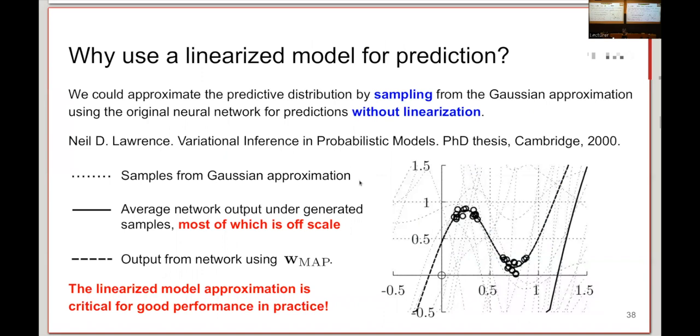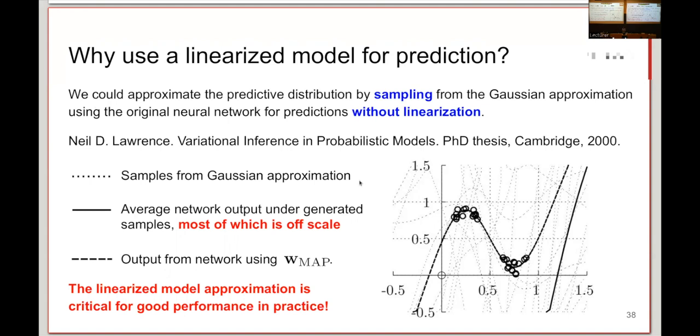And this is something that Neil Lawrence actually did in his PhD thesis. I don't know if you're familiar with Neil Lawrence. He has done a lot of amazing work in the area of probabilistic machine learning. He came up with deep Gaussian processes, Gaussian process latent variable models, and many interesting contributions.